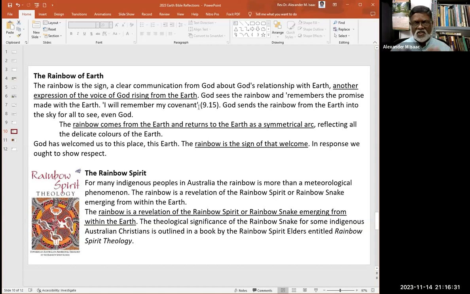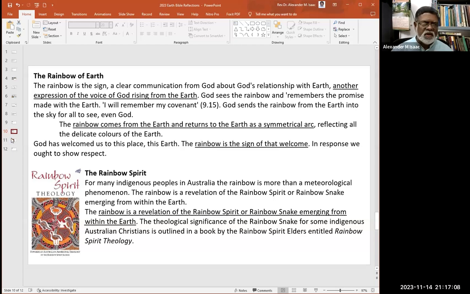God has welcomed us to this place, this earth. The rainbow is a sign of that welcome. It's like an arch welcoming all of us into this world, which is God's creation. In response, we have to show respect. And there is one more aspect he discusses. Indigenous people of Australia have thought about God as a rainbow spirit. And a rainbow is a revelation of the rainbow spirit or rainbow snake emerging from within the earth.